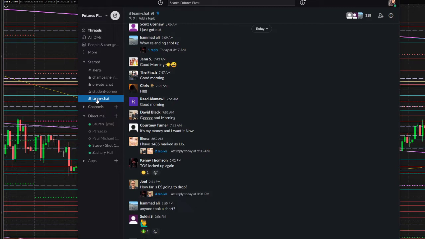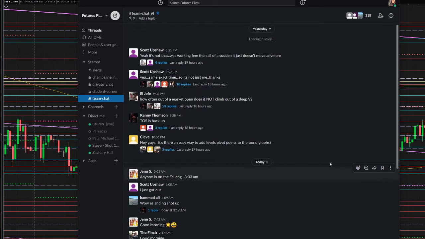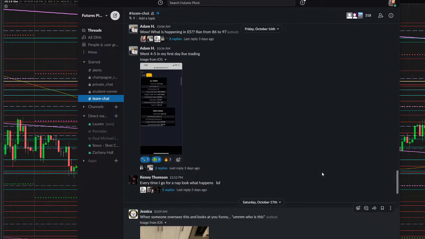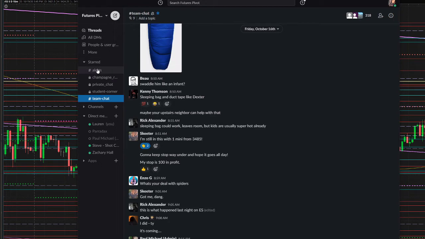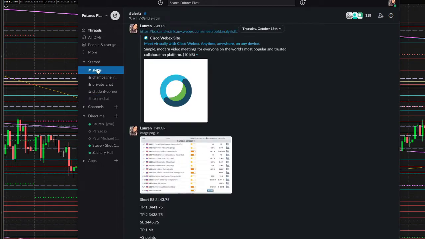And then team chat is for everyone. This is for people that are just in the standard service, but it's open to everyone else as well. So if you pay for the champagne room, you do get access to essentially everything except for the student corner. If you pay just for the standard service, you would get the alert channel and the team chat, and you wouldn't get anything else. But I like to make sure that there's a chat section for all of my members in whatever service they're in, where they can just talk freely, have some fun conversation, and then the alerts are kept clutter-free. So I want to show you kind of what that looks like.